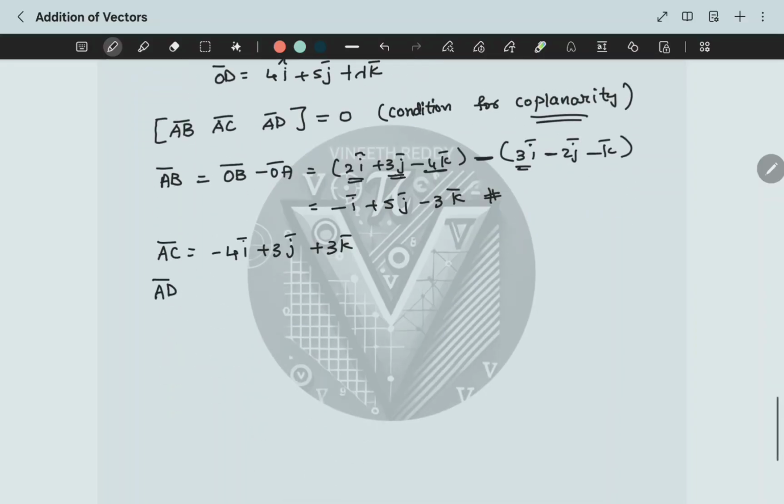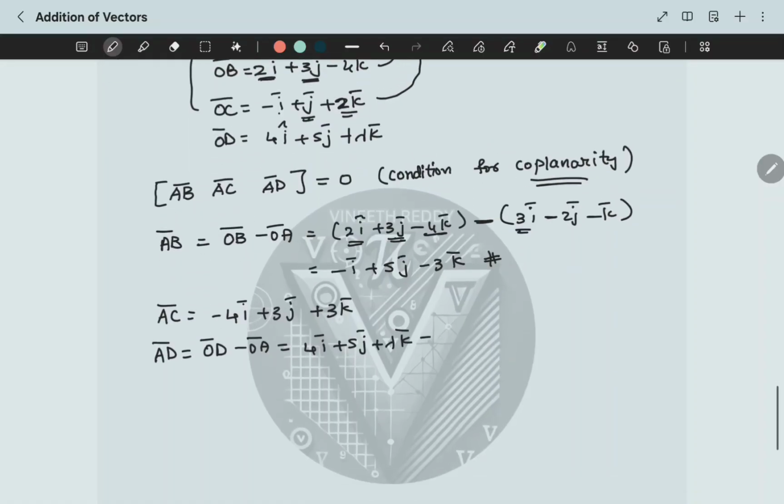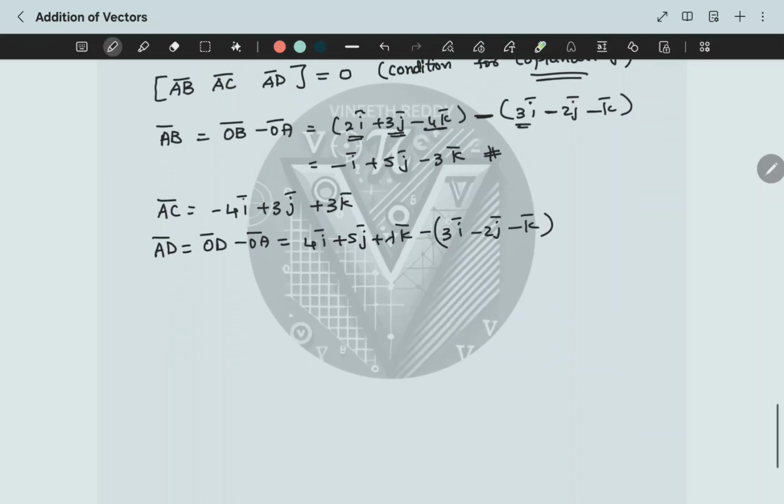Now AD vector is again OD minus OA. Let me write it. OD vector is 4i cap plus 5j cap plus lambda k cap, minus OA vector, which is this 3i cap minus 2j cap minus k cap. Please don't forget to keep the bracket here. 4 minus 3 is i, 5 plus 2 is 7, lambda plus 1. So this should be lambda plus 1 times k cap, right?